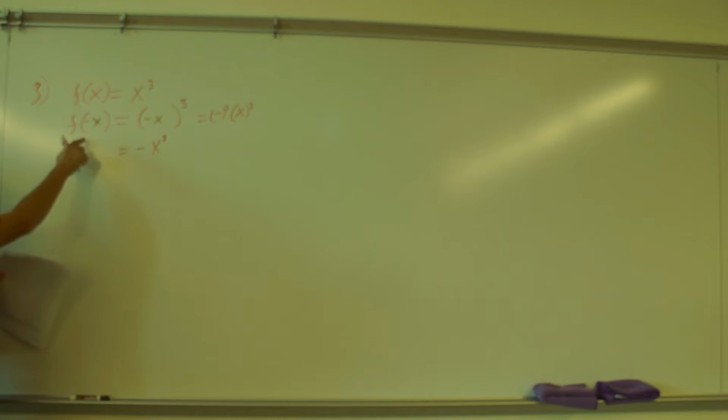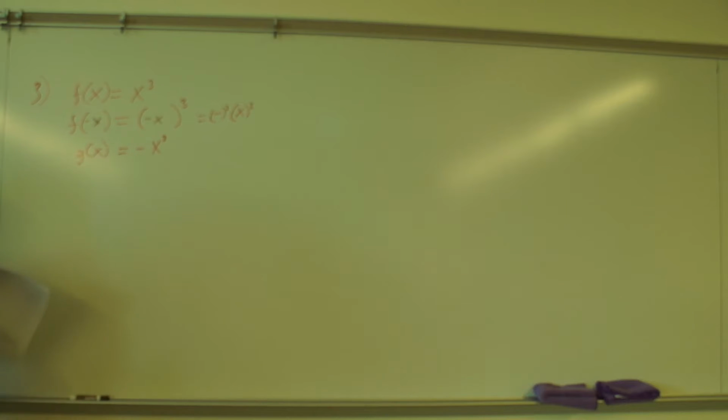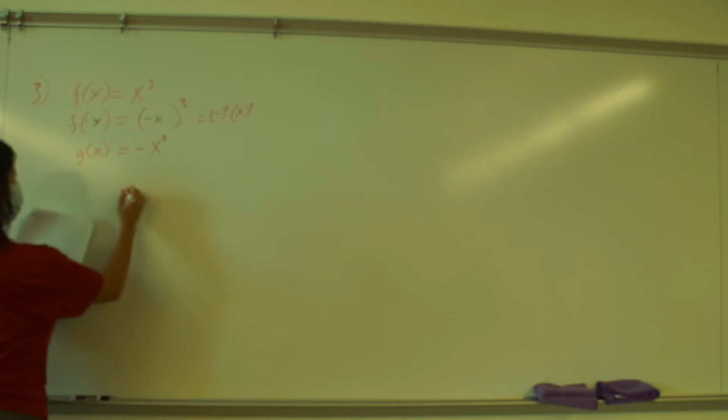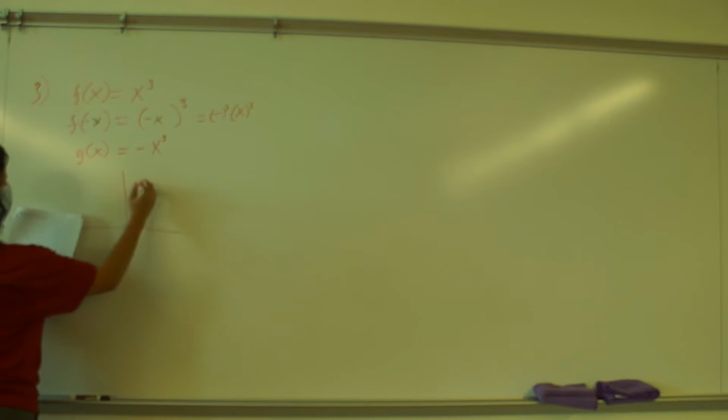And we need to call it something different because this isn't f of x, it's f of negative x. So we're going to call this g of x. Good? And then here's our drawing for it. The original one went like this.